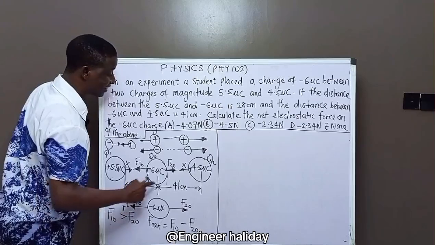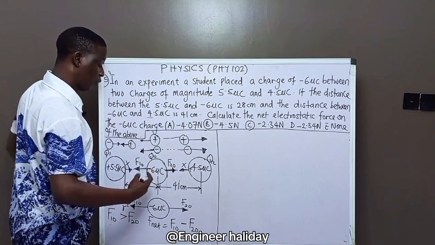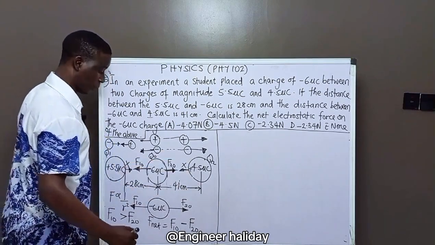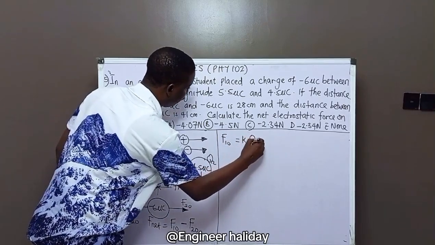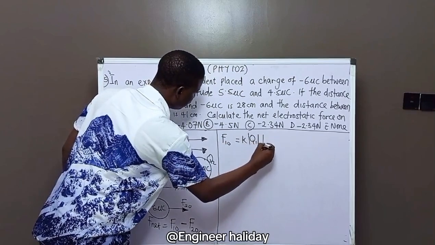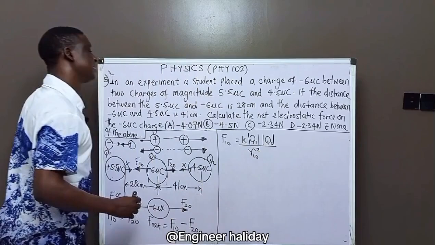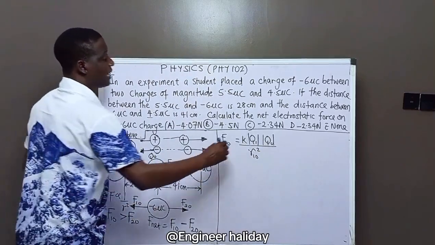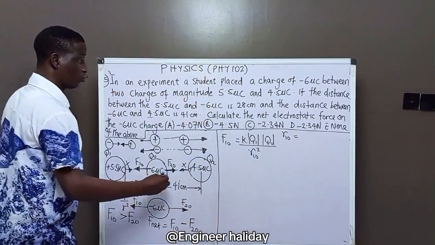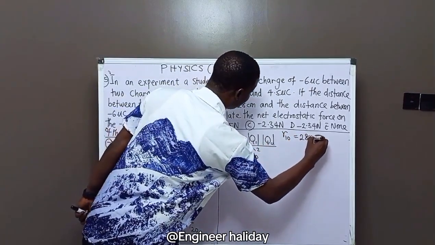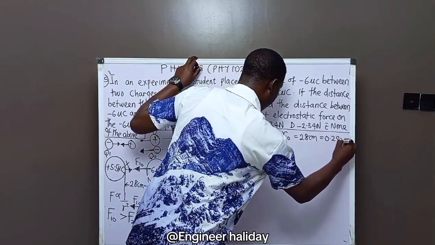The directions created by 4.5 and 5.5 on -6 microcoulomb are in opposite direction. So what is F10 now? F10 is Q1 Q0 all over R10 square. Now what is R10 square? R10 is the distance between Q1 and Q0, which is 28 centimeter. To convert centimeter to meter, you divide by 100, which is 0.28 meter.